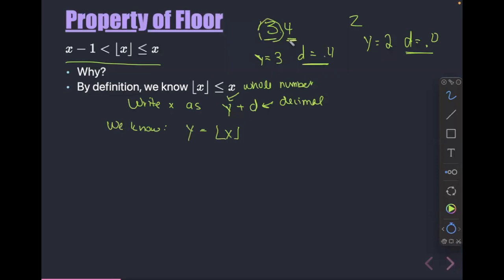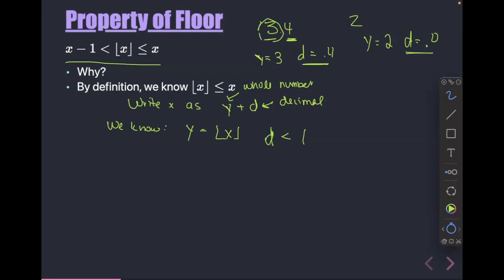And since it's always going to be less than the whole number, it's the part that isn't a whole number. We know that d is going to be less than 1. D is always going to be some decimal, and it's never going to be 1 or greater. So these are some things we know based on this definition.